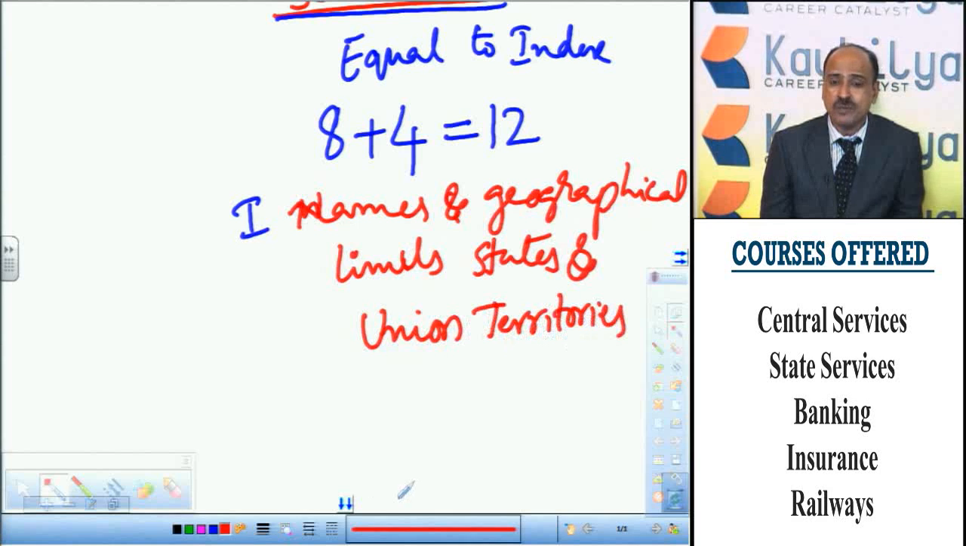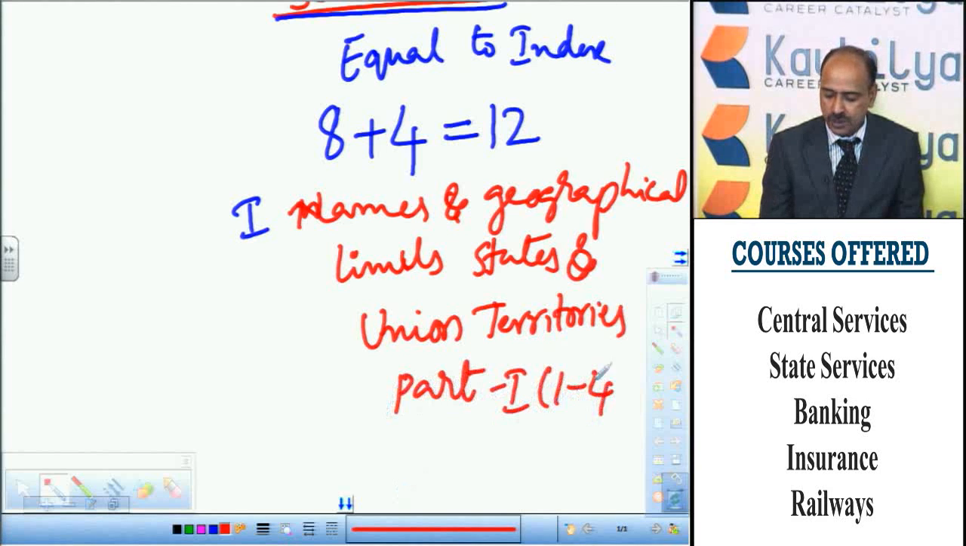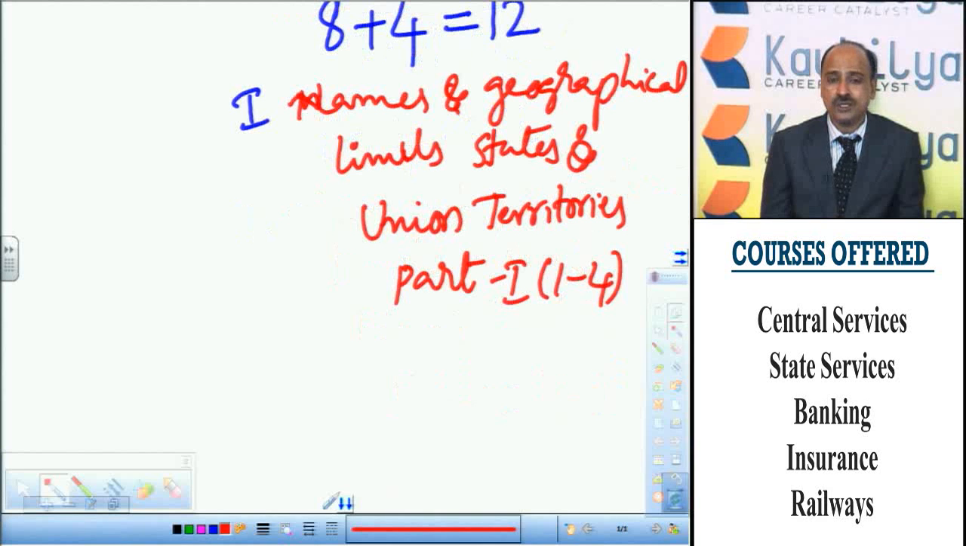Schedule 1 gives information on states and union territories, borders, geographical limits. Andhra Pradesh has a border with some other states, Telangana has borders with some other states. All these things you want to identify, we go to schedule 1. Schedule 1 gives information of states and union territories, geographical limits and names also. All these are available in part 1 of the constitution, articles 1 to 4. If we want to identify part 1, articles 1 to 4, we go to schedule 1.